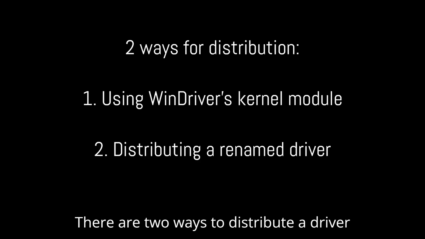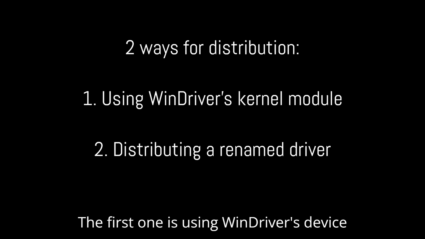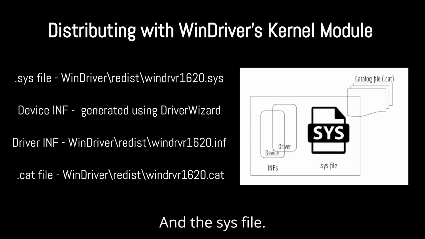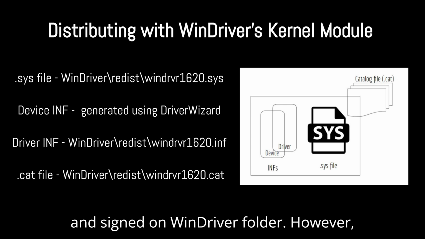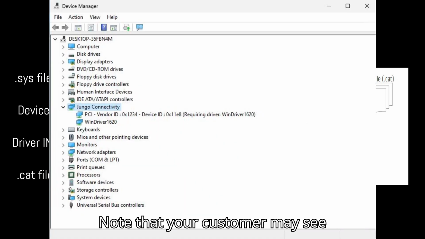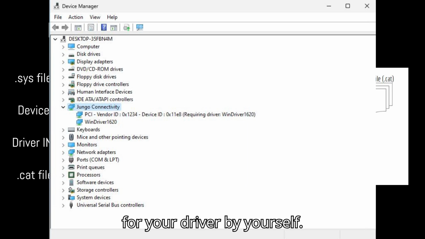There are 2 ways to distribute a driver with WinDriver. The first one is using WinDriver's device INF and the sys file. These components are already available and signed on WinDriver folder. However, note that your customer may see WinDriver's name and not a name you chose for your driver by yourself.